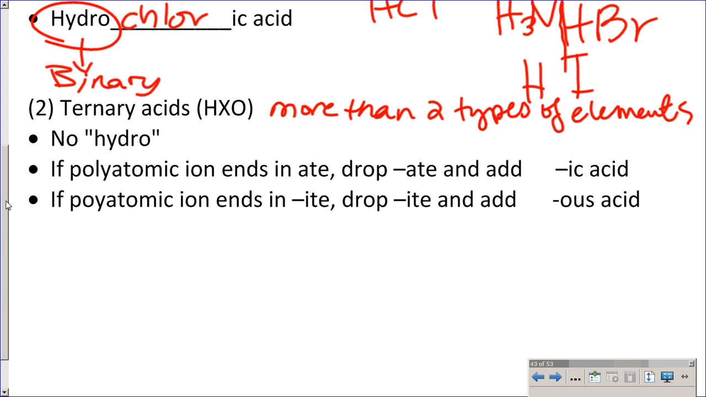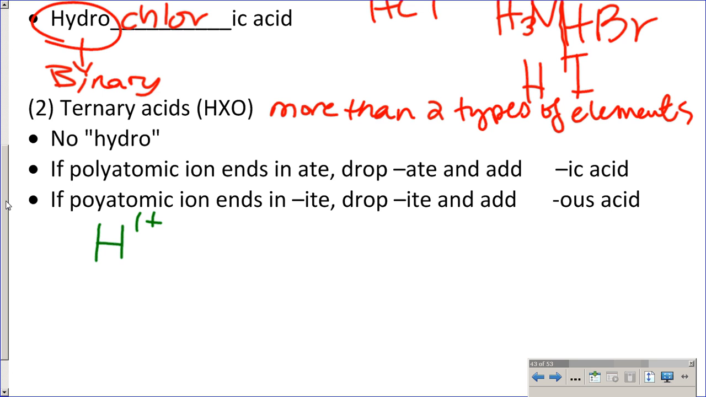And that's the real reason you don't say hydro. It's because there's more than two types of elements. Now, what's still going to be in the front because it's an acid? H, right? You're still going to have an H, even though you don't say hydro. Hydro means binary, doesn't mean H. You're still going to have an H in the front, and the H is still a +1 charge because it's in the first group and it loses one electron.